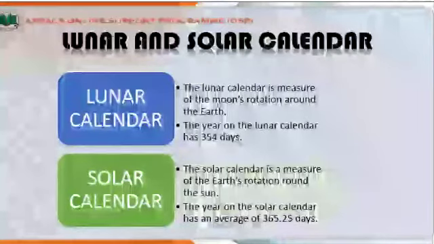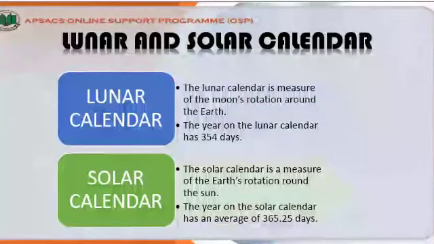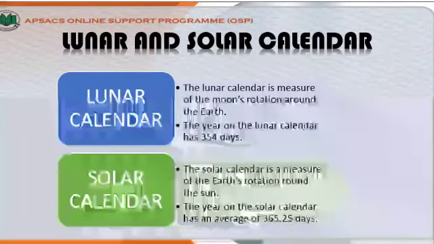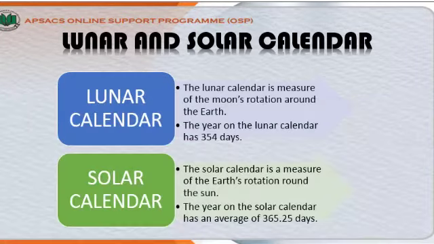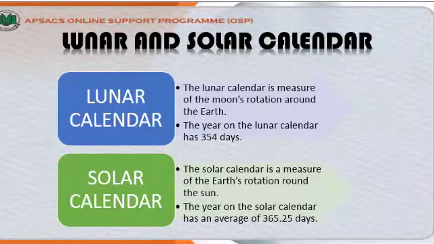Lunar and solar calendar. Look at this slide. It shows the lunar calendar and the solar calendar. The lunar calendar is a measure of the moon's rotation around the earth. The year on the lunar calendar has 354 days. The solar calendar is a measure of the earth's rotation around the sun. The year on the solar calendar has an average of 365.25 days.